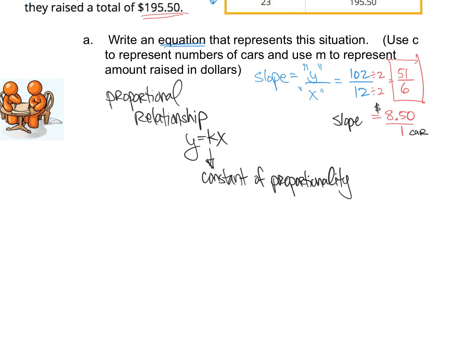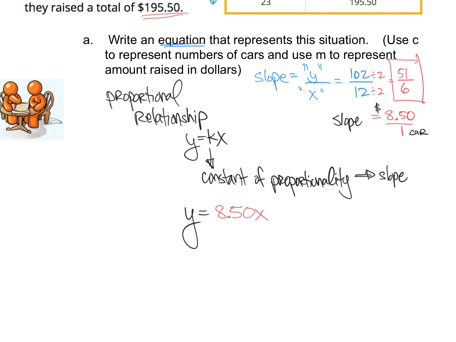Now remember, what is that? Well, that's also a fancy word for the slope of a proportional relationship, or a slope of a graph that goes through 0, 0. So let's put all of this together. Let's write the equation. So we're going to have y equals, remember k is my slope. What's my slope? It's $8.50 over 1. So we're going to put the 8.50 in there. And remember, it's going to sit next to x.